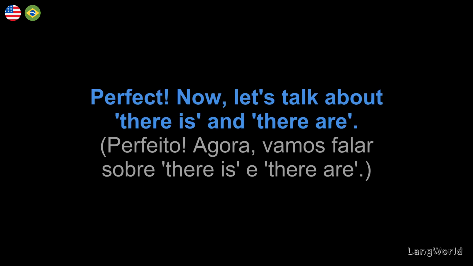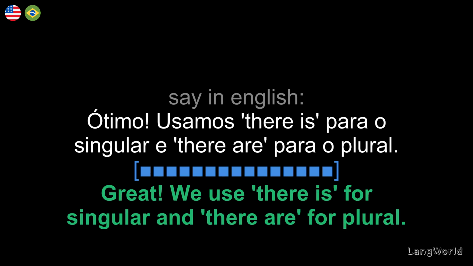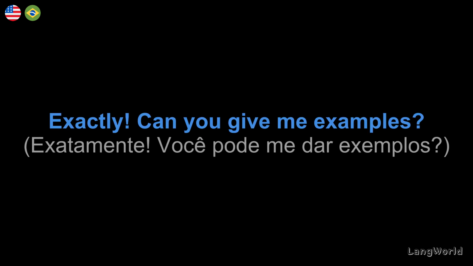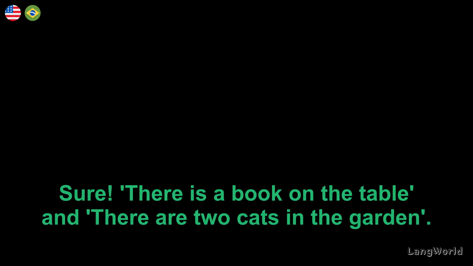Perfect. Now let's talk about there is and there are. Great. We use there is for singular and there are for plural. Exactly. Can you give me examples? Sure. There is a book on the table, and there are 2 cats in the garden.